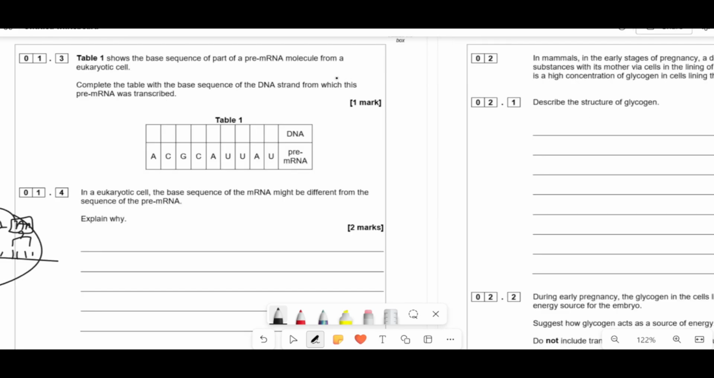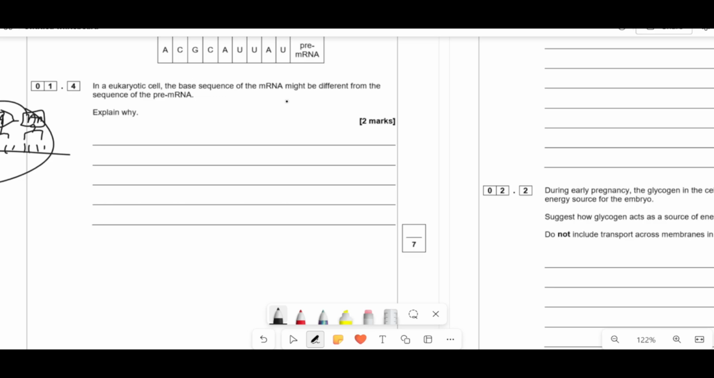So table 1 shows the base sequence of a part of a pre-mRNA molecule from a eukaryotic cell. Complete the table with the base sequences of the DNA strand from which this pre-mRNA was transcribed. So it's going to be whatever's complementary, but on DNA. So A goes to T, C goes to G, G goes to C. A goes to T. U is what replaces T, remember. Uracil replaces T in mRNA. So that means this would have been T, so that's A, that's A, that's T, that's A.